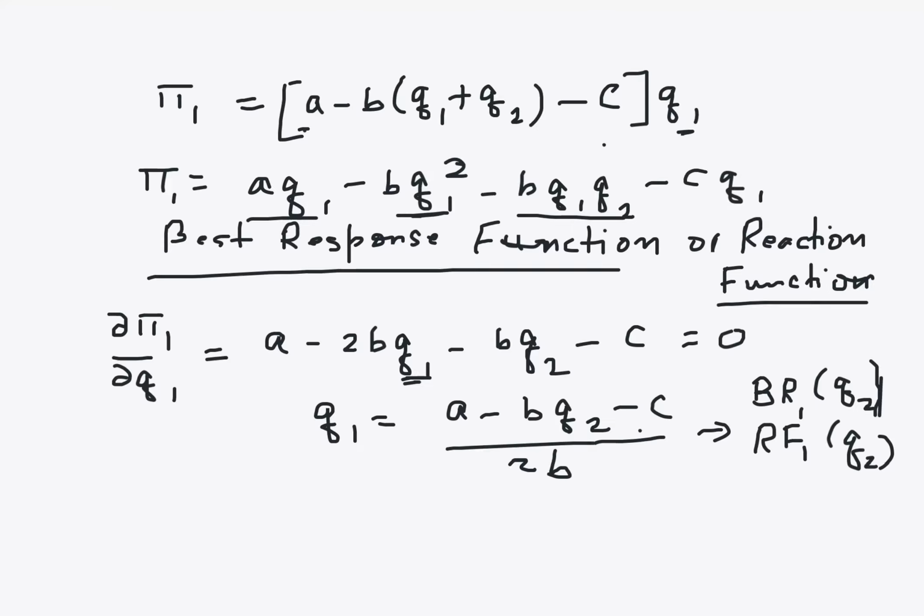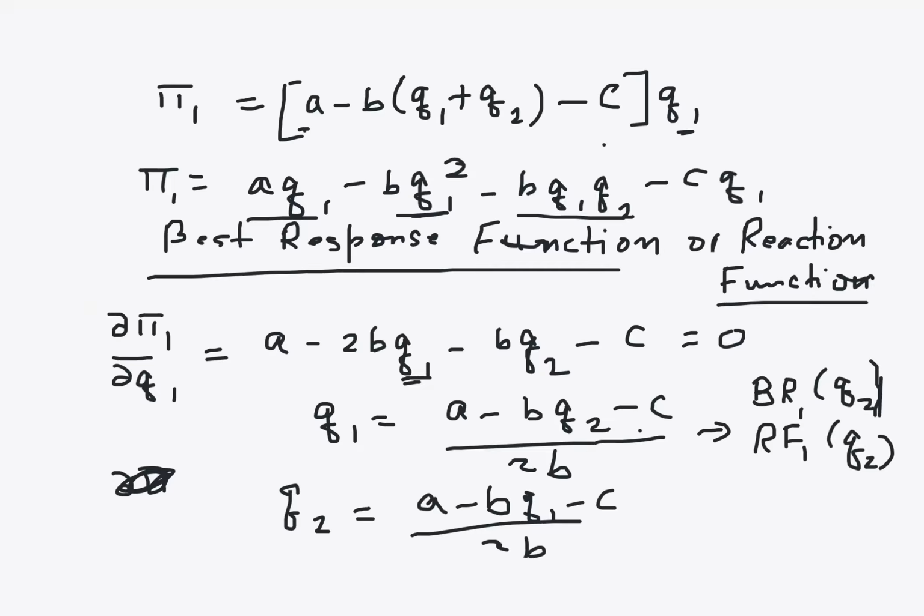By symmetry, since we assume that firms are identical and have the same cost, you can just write down the reaction function of firm two. So I don't even have to differentiate it. I can just look at Q1. So instead of Q1, I write Q2, the output by firm two, and it's symmetrical. So meaning A minus B, instead of Q2, you write Q1, minus C over 2B.